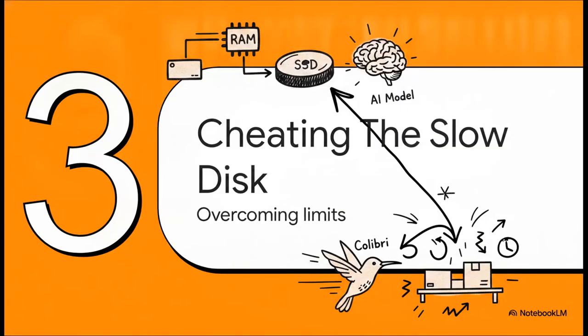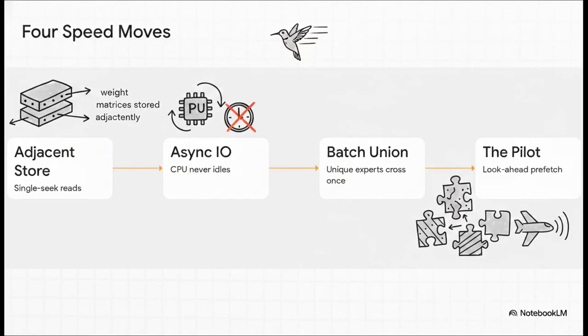Section 3. Cheating the slow disk. Overcoming limits. Obviously, the biggest bottleneck here is hitting that bottom shelf. Relying on a slow SSD should, in theory, totally ruin performance, but Colibri cheats those wait times using 4 specific moves, ensuring it almost never waits for the disk twice.